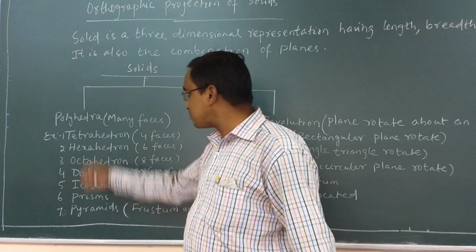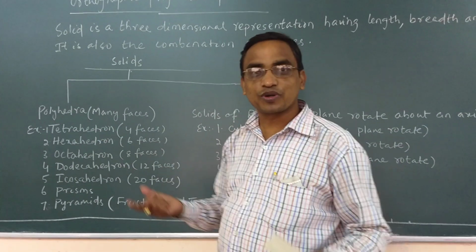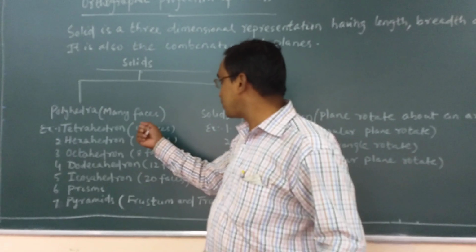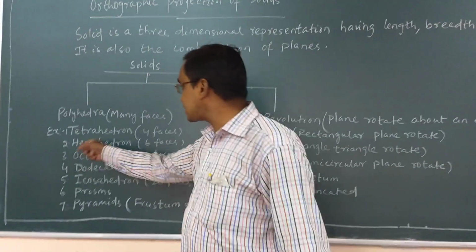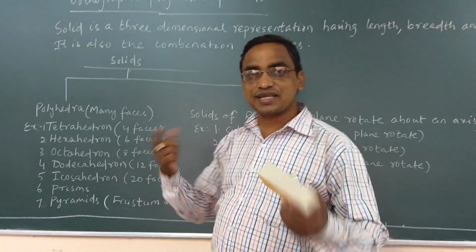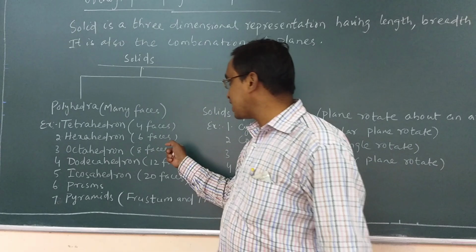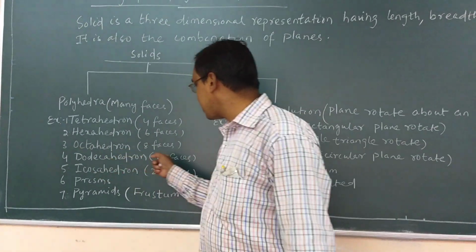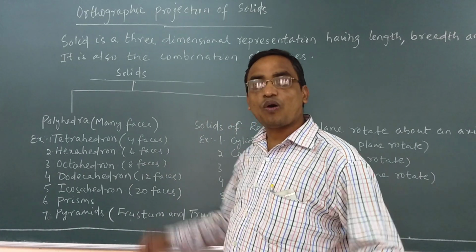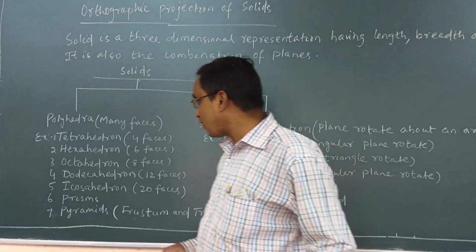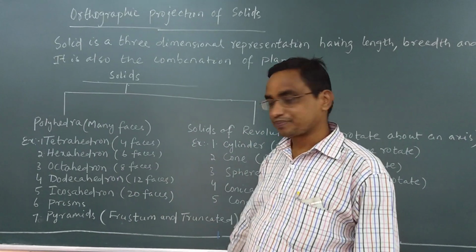So what are the various examples of polyhedra? First one is tetrahedron. Tetra means four, hedron means faces, so it has four faces. Then hexahedron. Hexa means six, hedron means faces. Then octahedron, 8 faces. Dodecahedron, 12 faces. Icosahedron, 20 faces. All prisms and all types of pyramids belong to the polyhedra group.